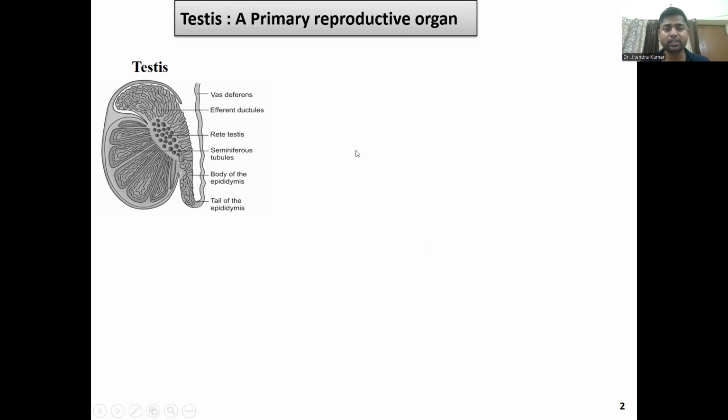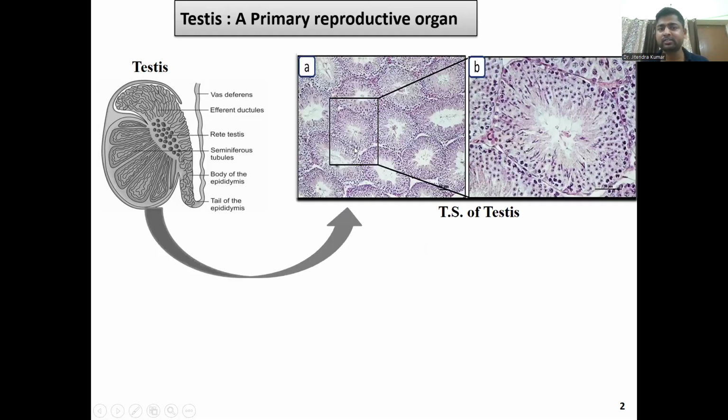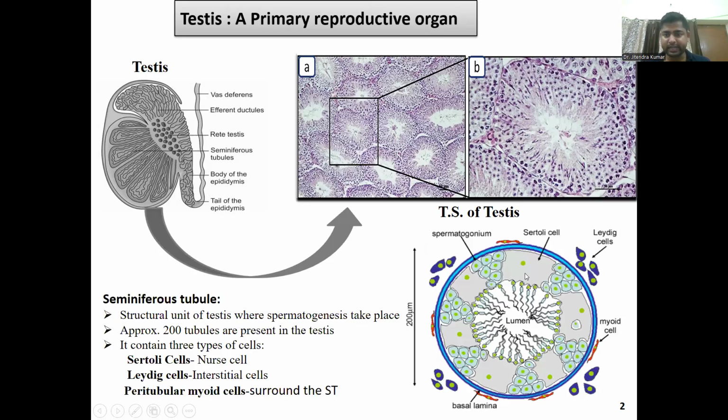When we see the histological section of the testis, we observe that it consists of several rounded seminiferous tubules. About 200 seminiferous tubules are present in the testis, and they are filled by spermatogonia cells. The dotted structures are spermatogonia. The testis contains three major types of cells. We can clearly observe this in this diagram.